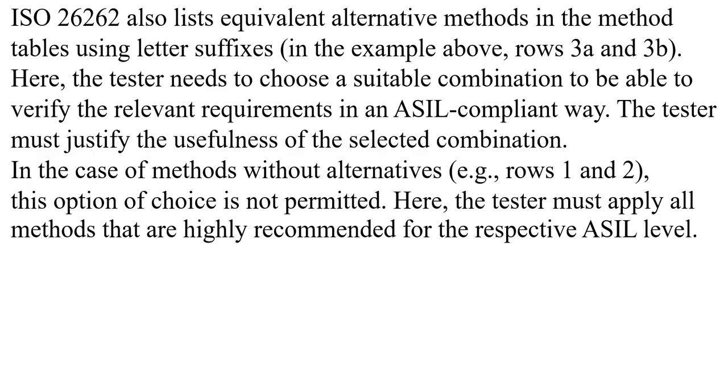ISO 26262 also lists equivalent alternative methods in the method tables using letter suffixes. In the example above, routes 3A and 3B. Here, the tester needs to choose a suitable combination to be able to verify the relevant requirements in an issue-compliant way. The tester must justify the usefulness of the selected combination. In the case of methods without alternatives, routes 1 and 2, this option of choice is not permitted.